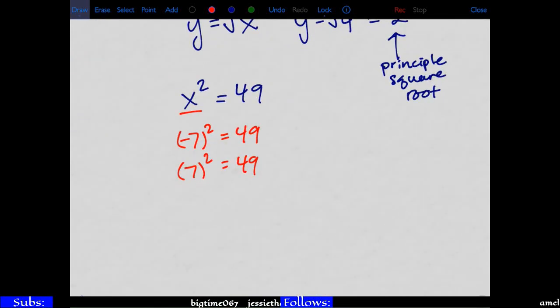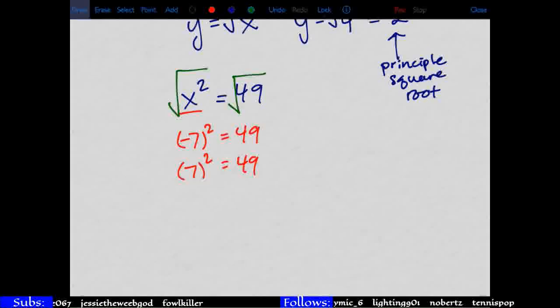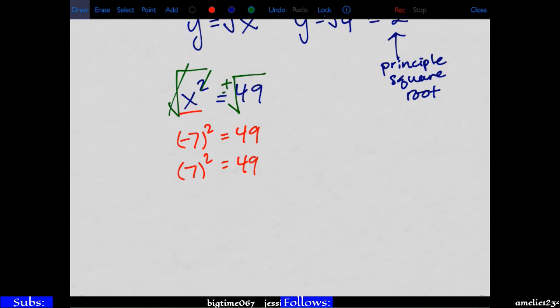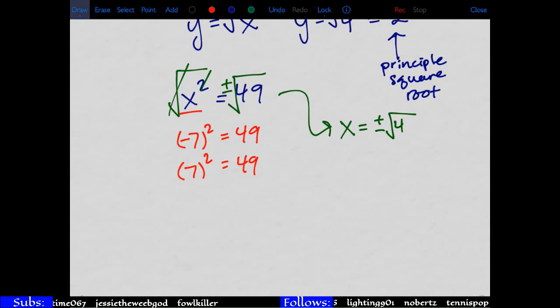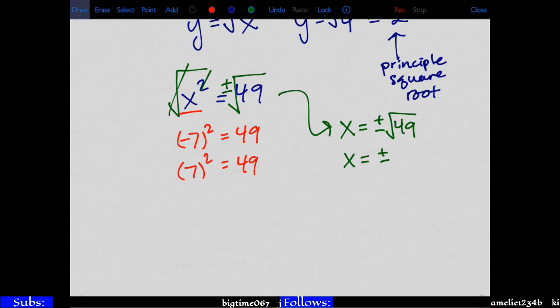So when we're looking for an x value that works here, there's actually two options, -7 and 7. So how we write that is, when we need to get rid of the square, we square root both sides. To cancel the square, we need to include this plus or minus symbol. What that tells us is x is actually positive or negative the square root of 49. And the square root of 49 is just 7, so x is equal to positive or -7.